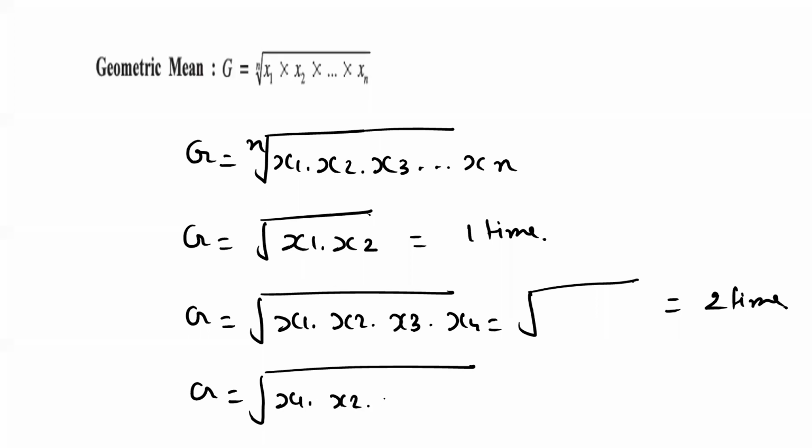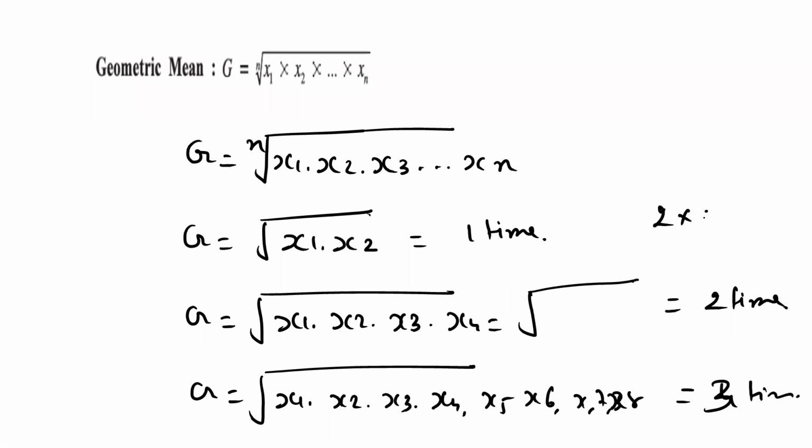If I have x1, x2, x3, x4, x5, x6, x7, x8, then it goes like this. Not 4 times, 3 times: 2 into 2 into 2. That's why 6 is not written. If 6 is there, it's very difficult to calculate.